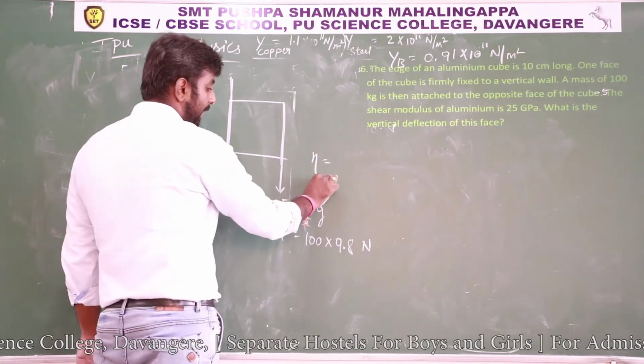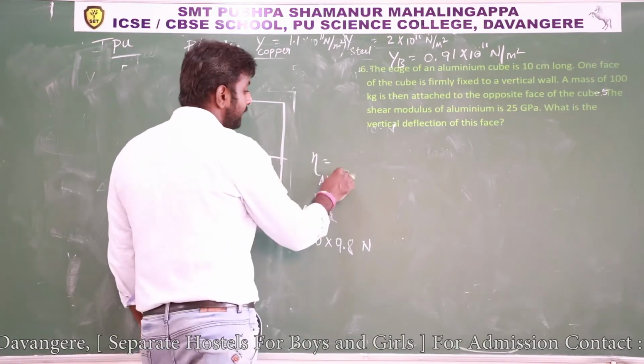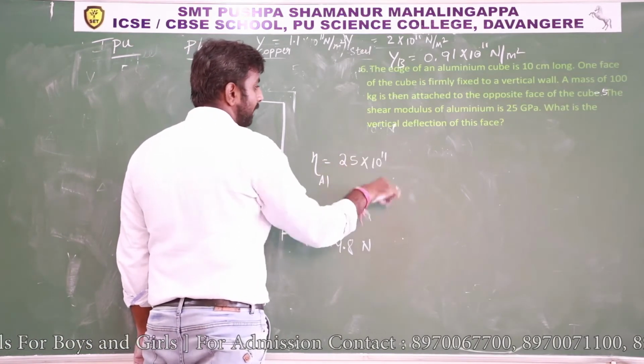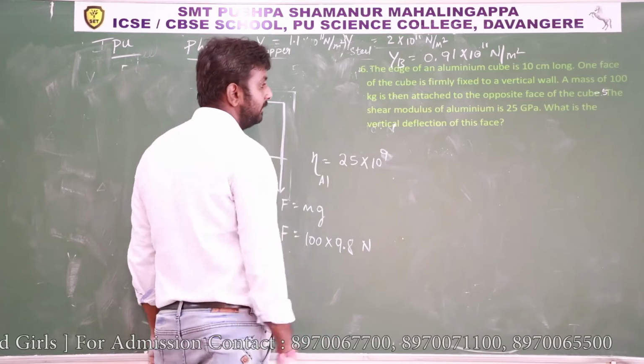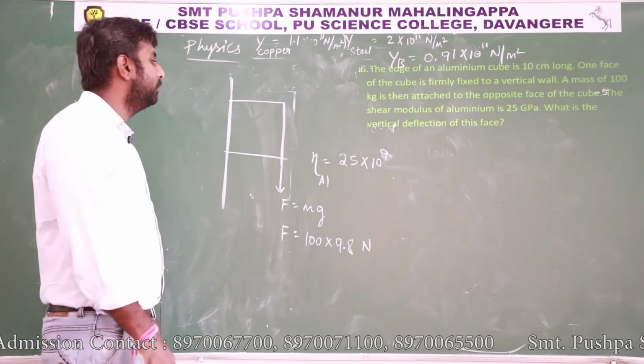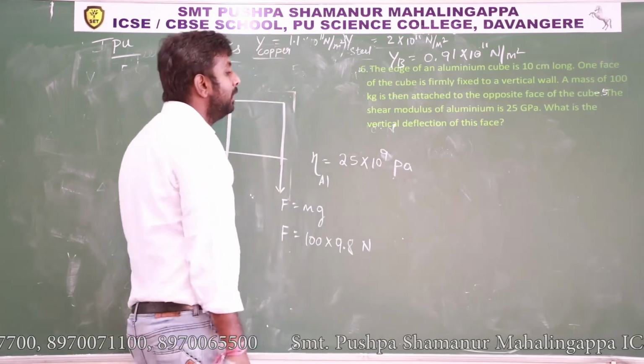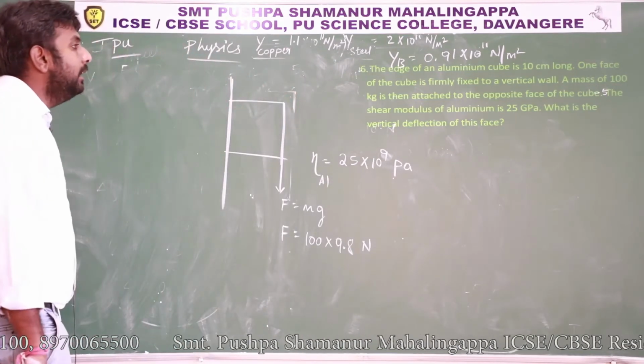So eta for aluminium is 25 GPa, that is 25 into 10 to the power 9 Pascal, or Newton per meter square. So this is the value of eta.